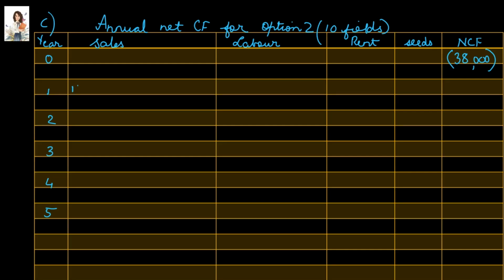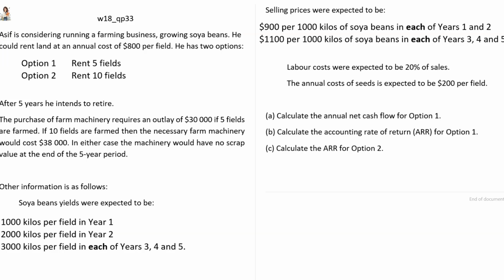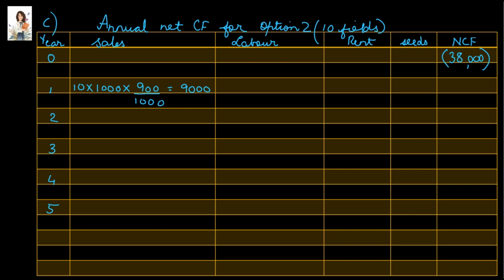We will write 10 fields multiplied by 1000 kilos per field multiplied by $900 per 1000 kilos. That gives us sales of $9,000 for year 1 under option 2. For year 2, the sales will be 10 fields multiplied by 2000 kilos per field multiplied by $900 per 1000 kilos. So we are recording this in the sales column. We get a sales value of $18,000.